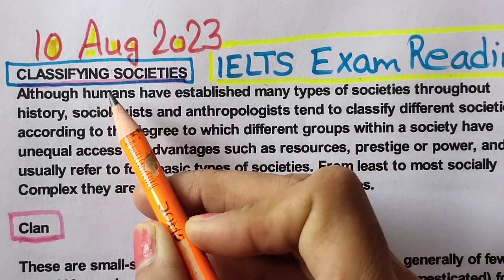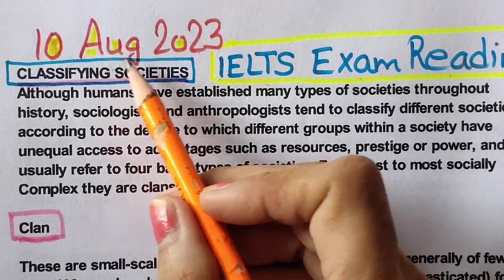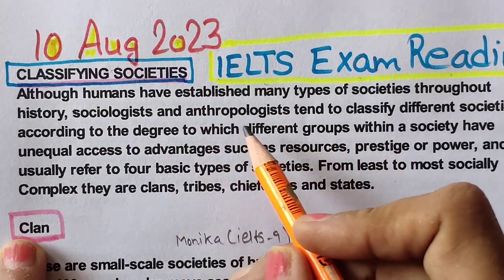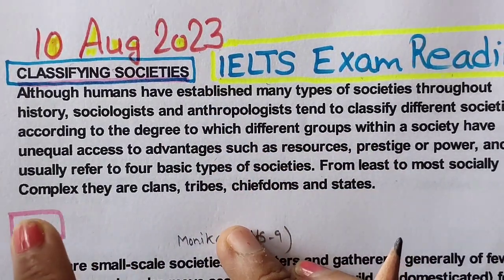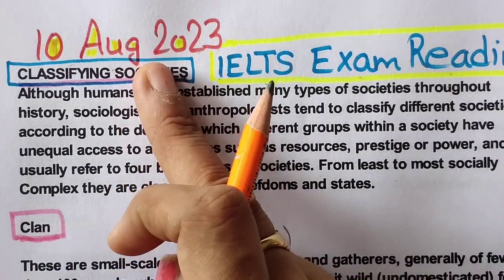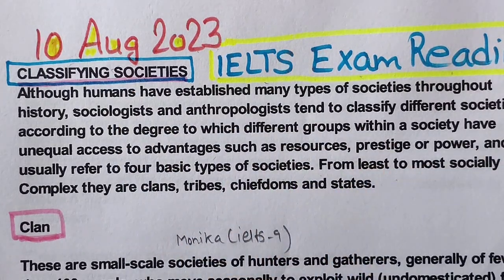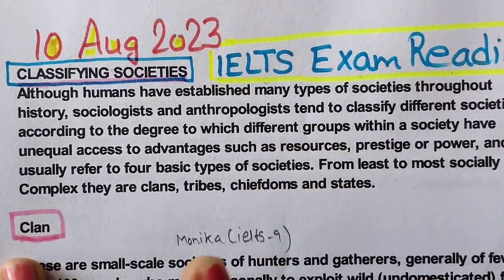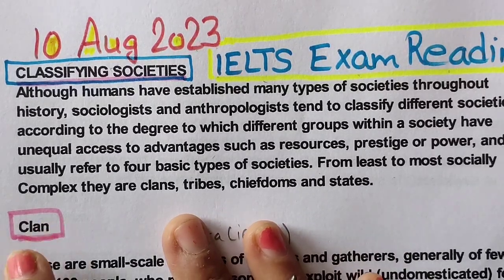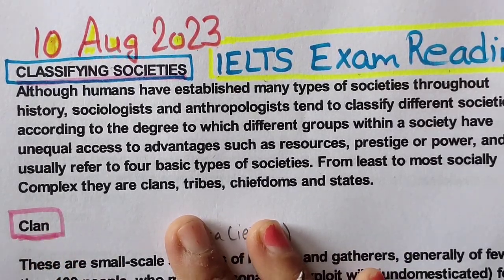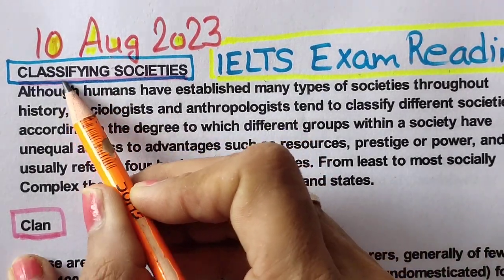As you can see, this reading title is Classifying Society. It was part of 10th August 2023. Basically, I am going to tell you these reading tips, how you can solve all reading types. So doesn't matter whether it was on this day's exam or on another day's exam. We are doing IELTS reading practice only. That's the main motive here, and I am going to help you handle these kinds of reading passages. So let's read the title, Classifying Society.